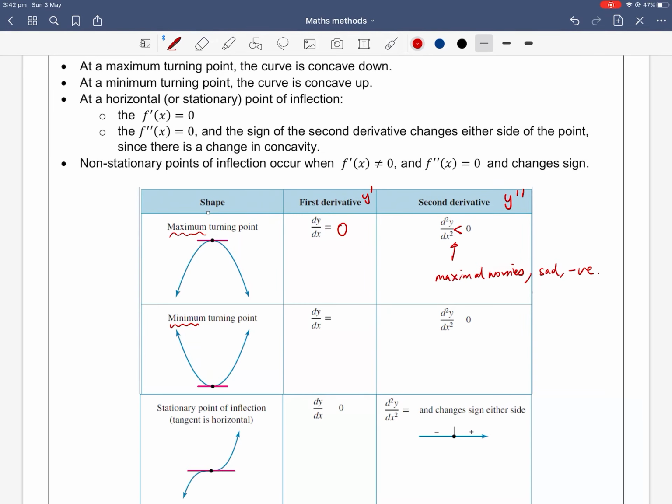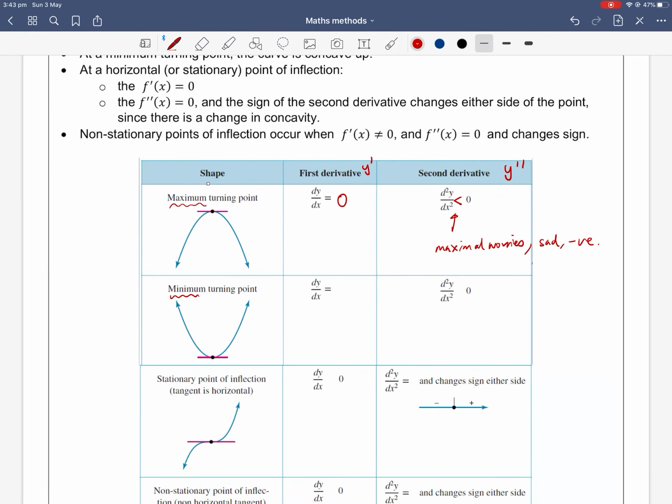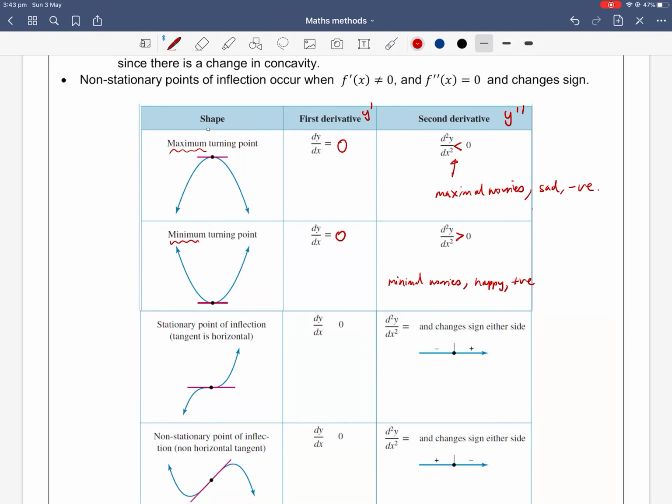If you had a minimum turning point or stationary point, again, your first derivative is still going to be 0, because at this point your gradient is flat. Now, because we're happy, we've got minimal worries, so you're a happy face, smiley face, and it's a positive thing, it's a good thing, so your second derivative is positive. And then you had a horizontal stationary point of inflection.